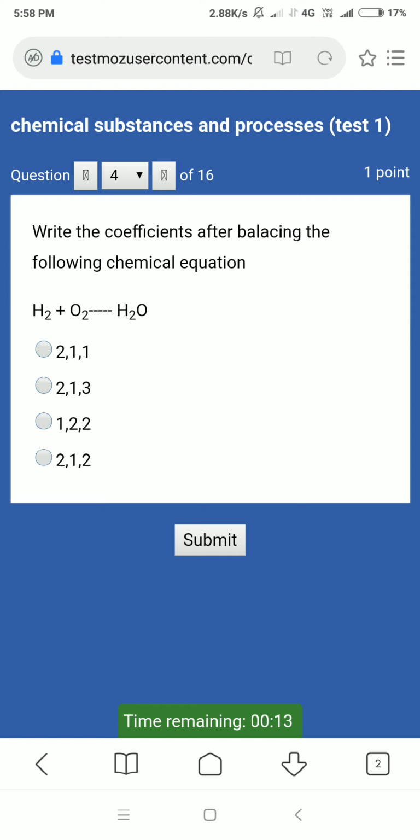Write the coefficients after balancing the following chemical equation. Firstly, you have to write this equation and after that you have to balance, and after balancing you will get some coefficients, and while balancing this chemical equation you get 2H2 plus 1O2 to give 2H2O. So the coefficient of H2 will be 2, next coefficient will be 1, and the next one will be 2. So the answer will be 2, 1, 2.